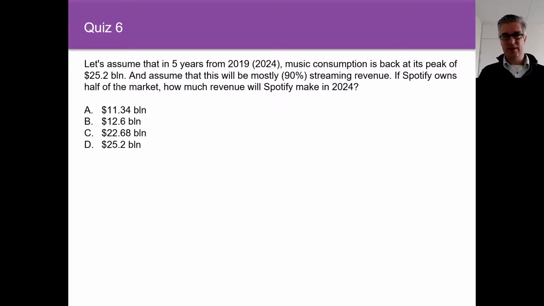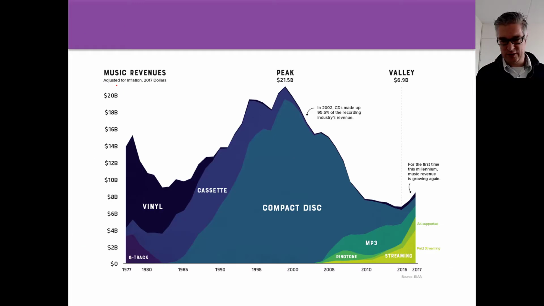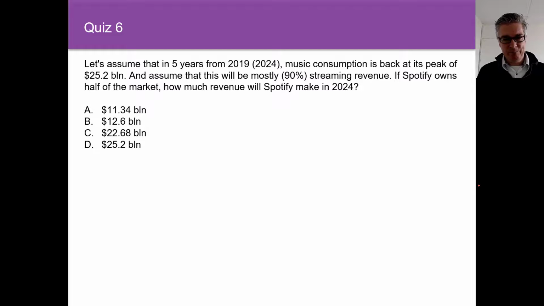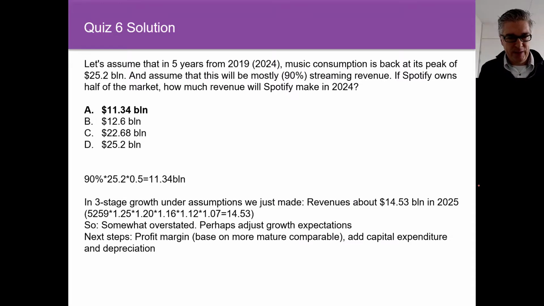And let's assume that this will be dominated by streaming. If we look at the data here, this seems fairly likely, that streaming is going to be this big chunk of what the music industry is going to be like. And let's then also assume that a competitor of Spotify comes in, and Spotify owns half of the market. Then we can ask ourselves, how much revenue will Spotify make in 2024? And yeah, that's going to be 11.34 billion.